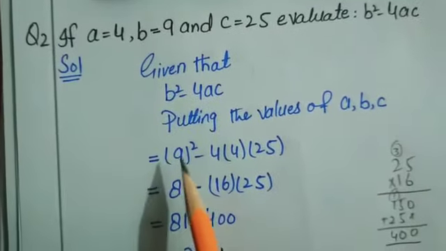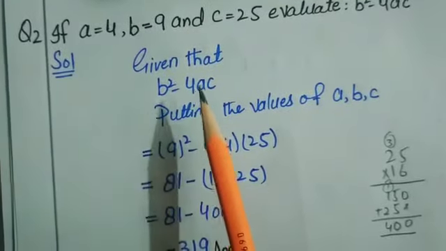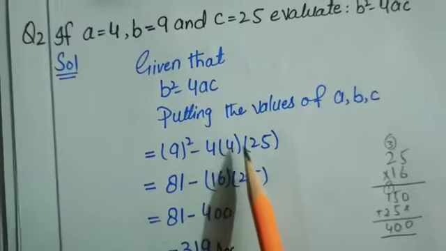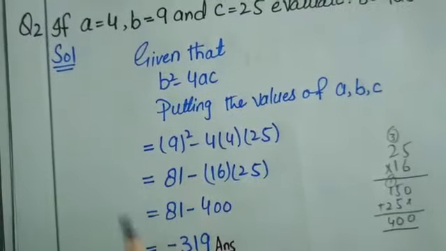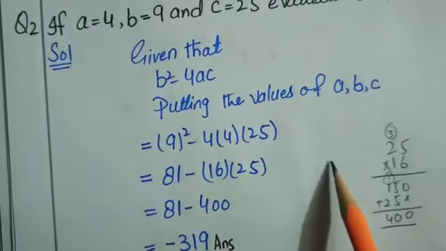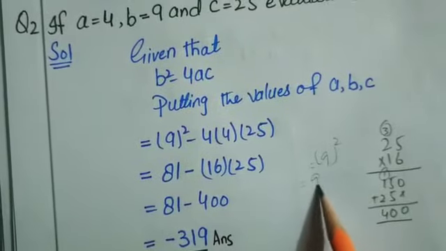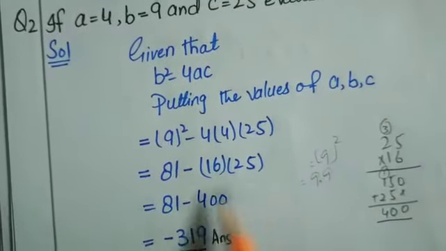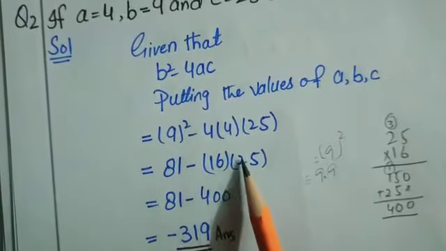The value of b is 9, write it in bracket form and put a square, minus 4, and the value of a is 4, into the value of c is 25. 9 square means we write 9 times 9. 9 nines are 81. Negative 4 fours are 16 and 25.